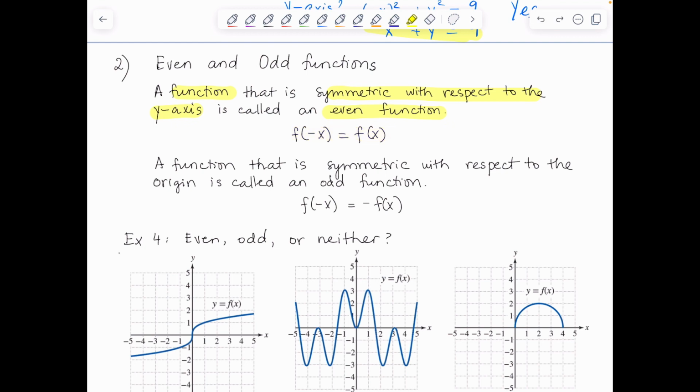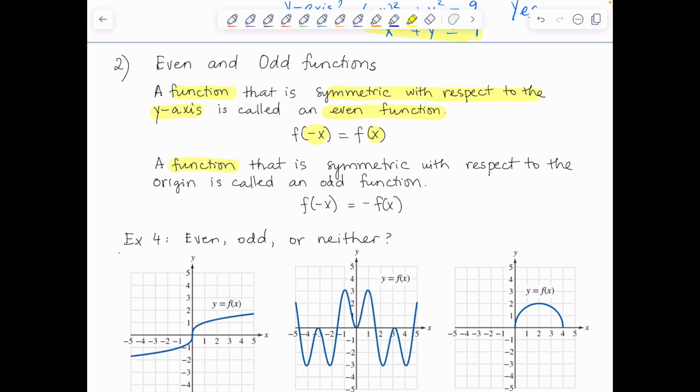So remember in the previous video, we mentioned that to test if something is symmetric with respect to the y-axis, we would substitute negative x for x, and it will result in an equivalent equation. And that's exactly what we're doing here. We're comparing the two equations, one with x, the other one with negative x, as the input.